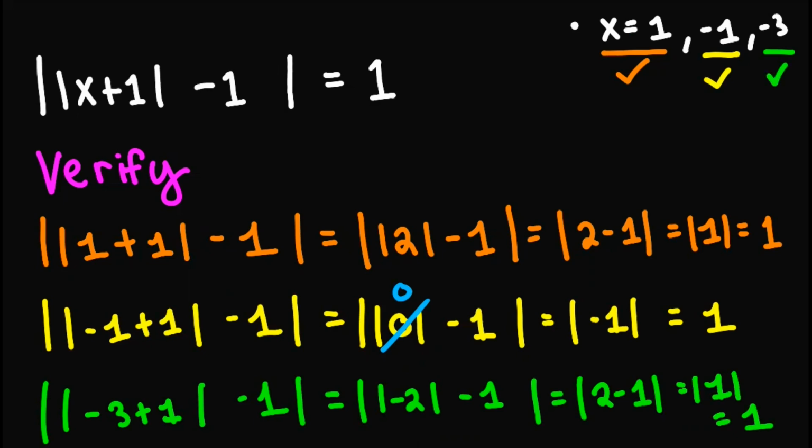And so we conclude that all the 3 values of x that we got are solutions to this absolute value equation. So pretty simple. That is just how we solve for the value of x in nested absolute value equations. Just a lot of cases, but it's very straightforward.